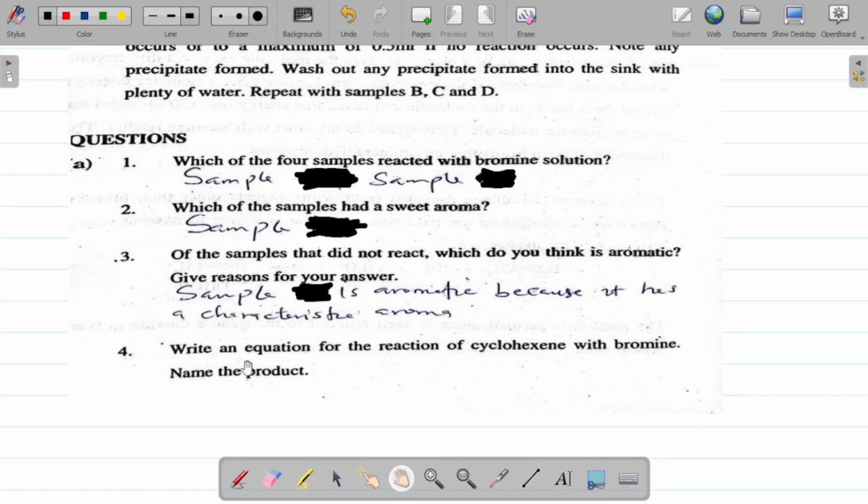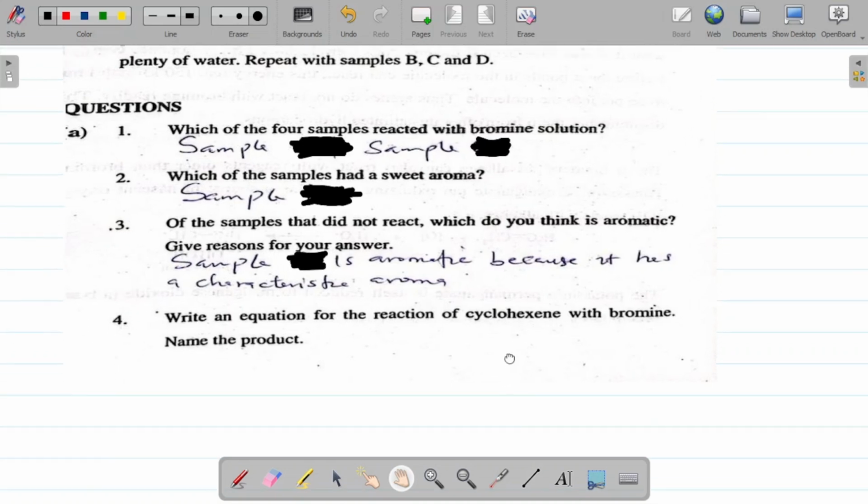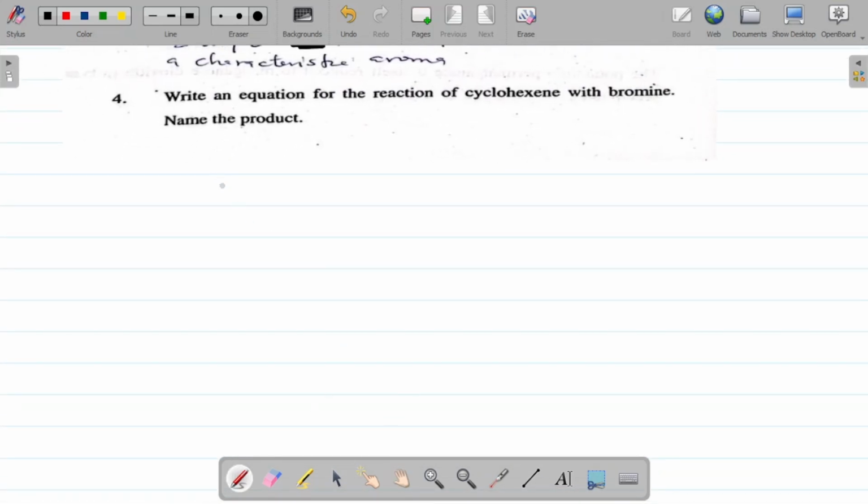Number four says, write an equation for the reaction of cyclohexene with bromine. Name the product. So let's write an equation for cyclohexene and bromine. First, let's get cyclohexene. Hex is 6, so I draw carbons 1, 2, 3, 4, 5, 6. Since it's a hexene, there's a double bond to show it is an alkene. So we have this.